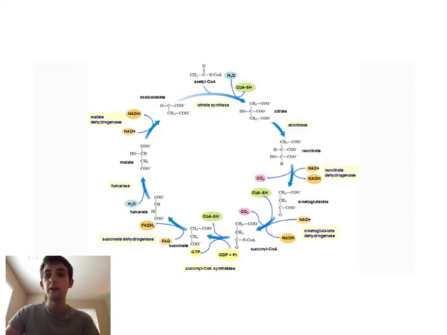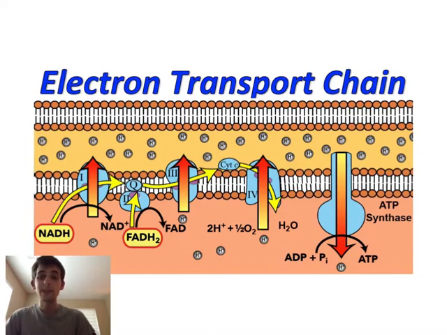This cycle is important because this is where we get all those electron carriers to go through the very last stage, where all of our ATP is made. So now we're at the last step of respiration, the electron transport chain.